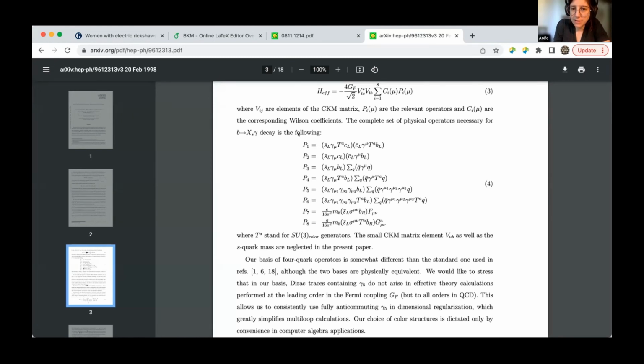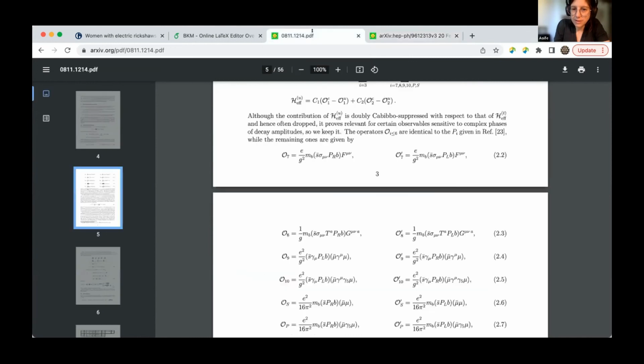Okay, and then here we have the B going to the S and the photon. And here we have the B going to the S and the gluon. So that's O7 and O8 in my language. So have a good look at that. And then I want to show you the other operators.